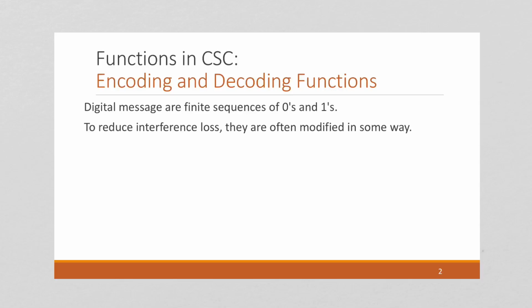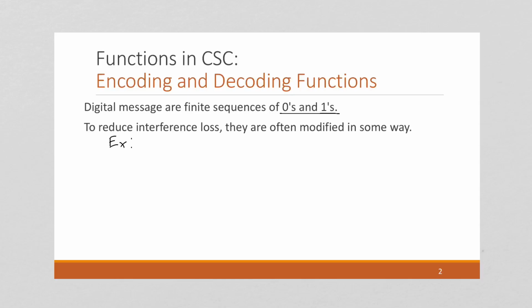It's really common to want to encode messages. We know that digital messages are made up of a finite series of zeros and ones, right? That's just how all text or all messages are encoded in the computer. If we want to send a message from my computer to another computer, sometimes we modify these in such a way as to reduce interference. So one very simple modification could look like this.